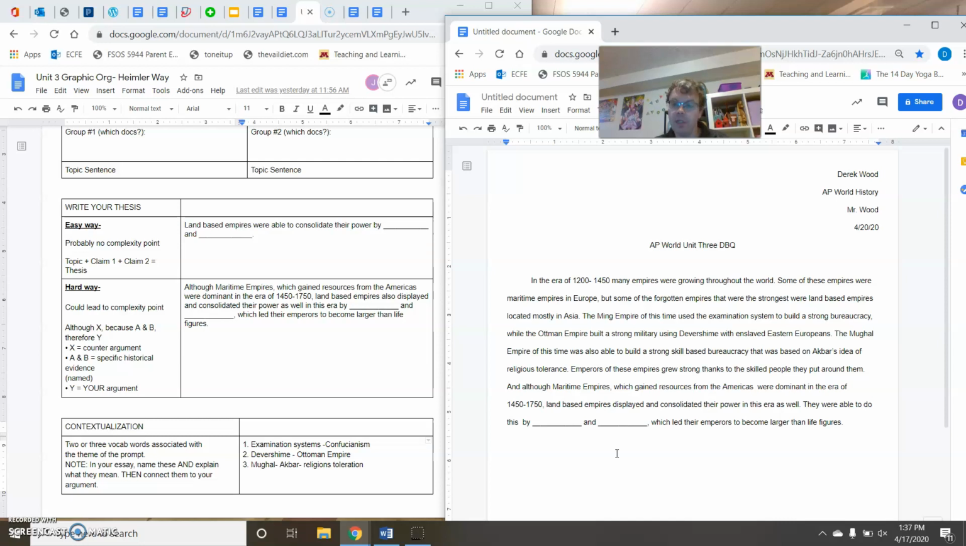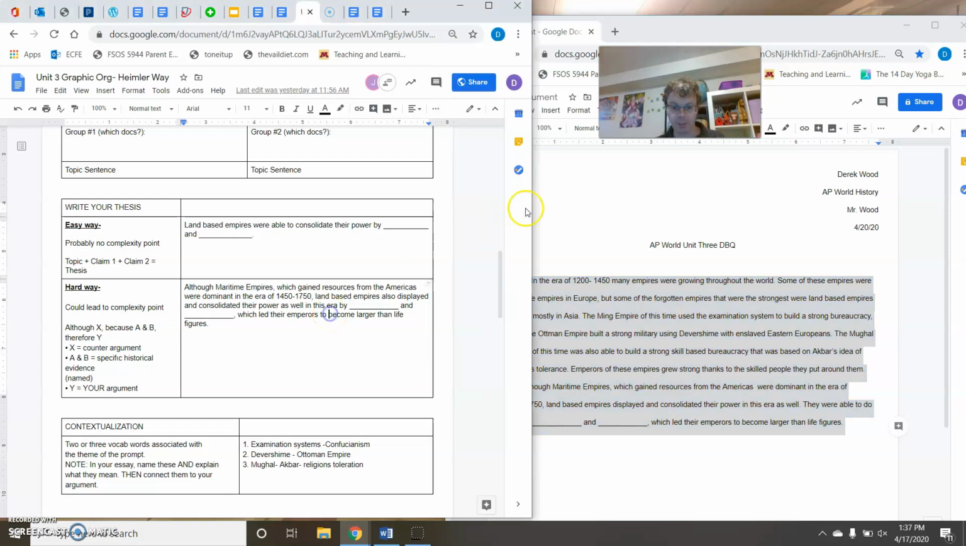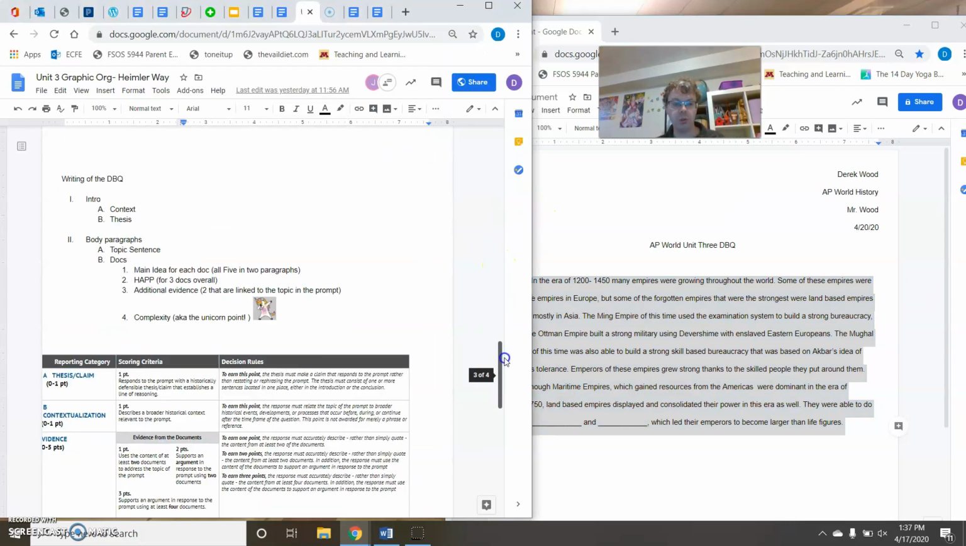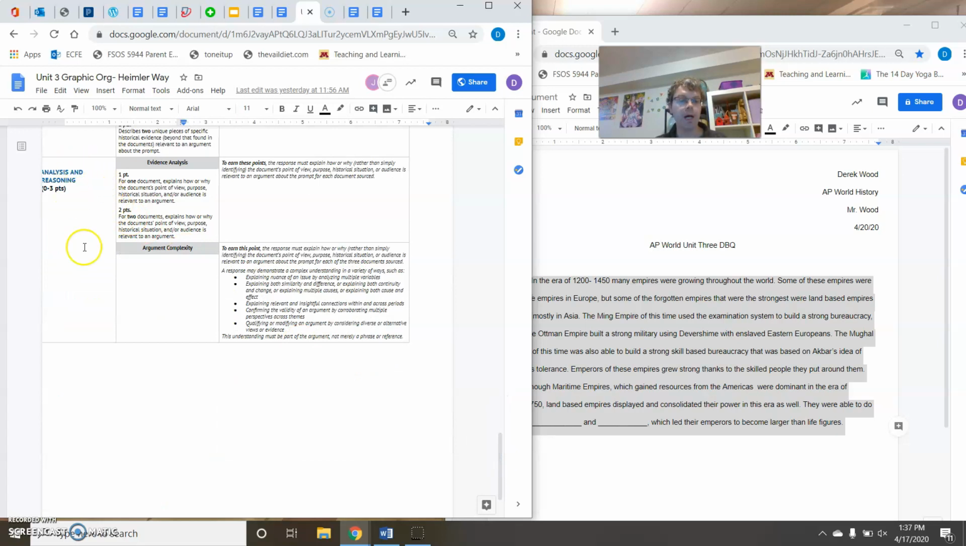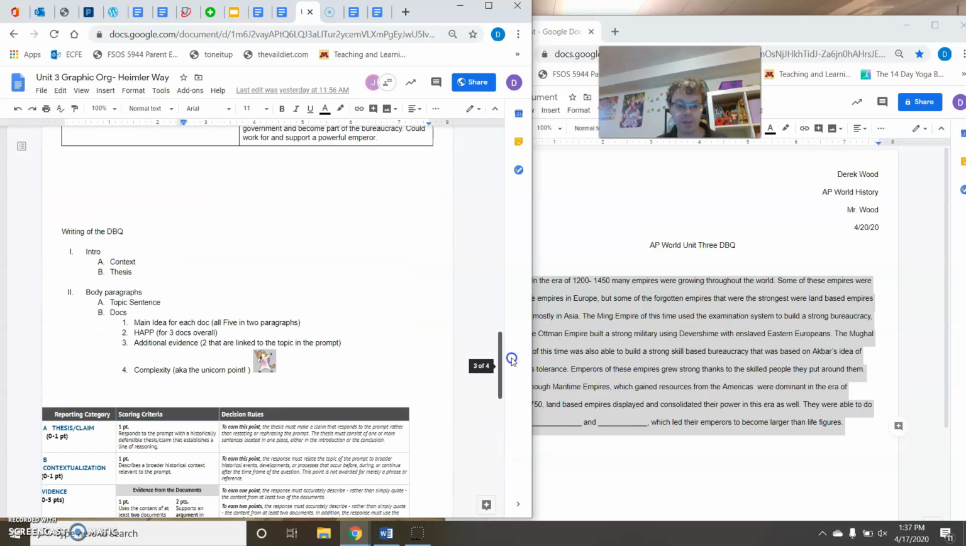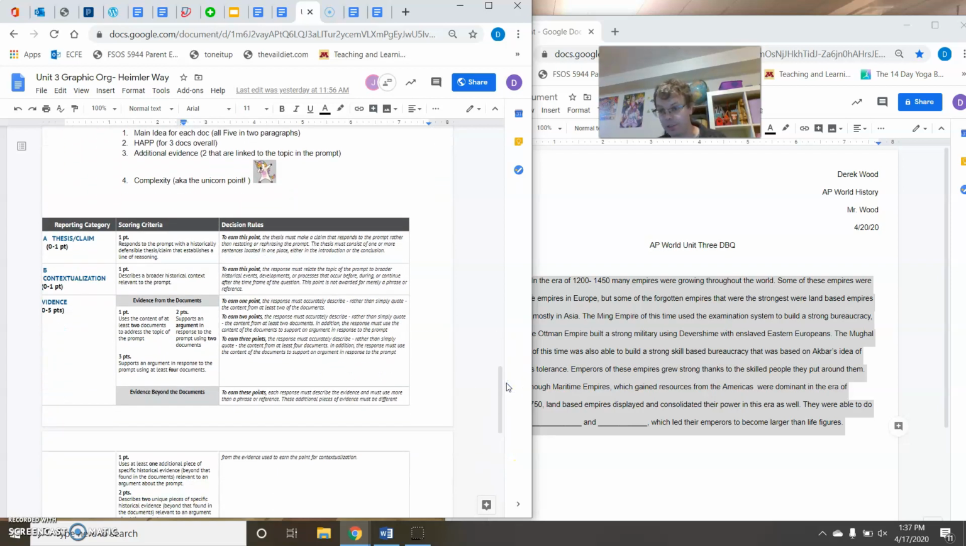Now, the blank might be building a strong military, having educated people around them, whatever I would have put for my topics. So you can use some ideas from this, but this is basically an opening paragraph that can get you two of the first points for thesis and context, and even has you set up with the possibility of argument complexity. And I'm doing that by making a comparison in this DBQ between land-based empires and maritime empires, which also allows me the possibility of getting outside evidence.